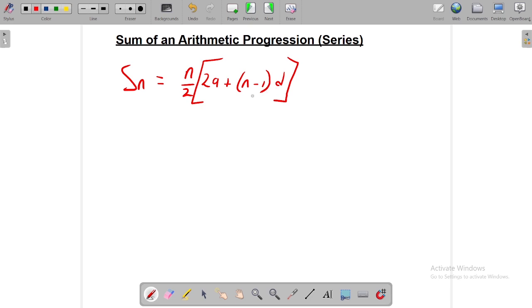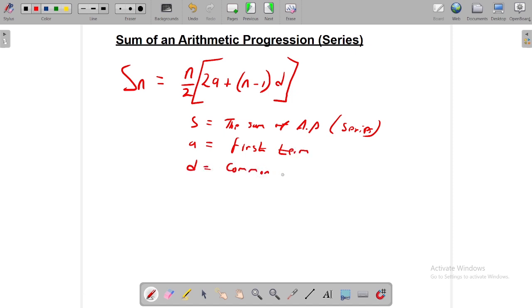Where S is equal to the sum of AP. Remember, this sum is series. A, we know, is the first term. D, we know, is the common difference. N is the number of terms.